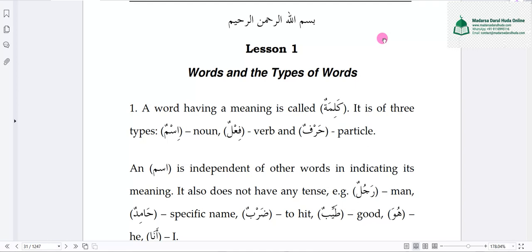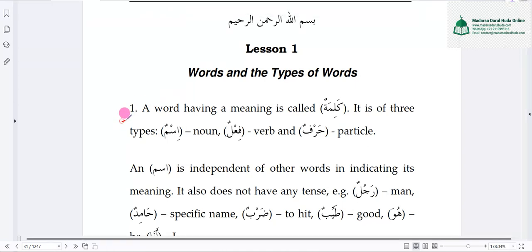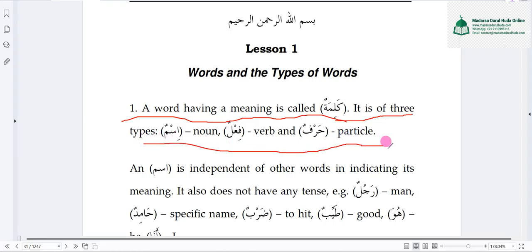A word having meaning is called kalima, and it is of 3 types: ism, fail and harf. In the Arabic language, kalima is known as a single word and kalam is known as a sentence. Today we are talking about a single word, that is kalima, and the kalima are of 3 types in Arabic: ism, fail and harf. And comparatively with English grammar, these ism, fail and harf are known as noun, verb and particle respectively.